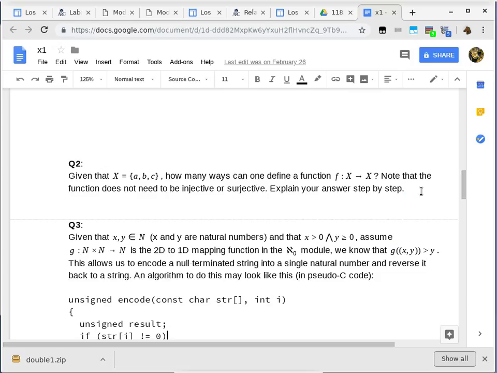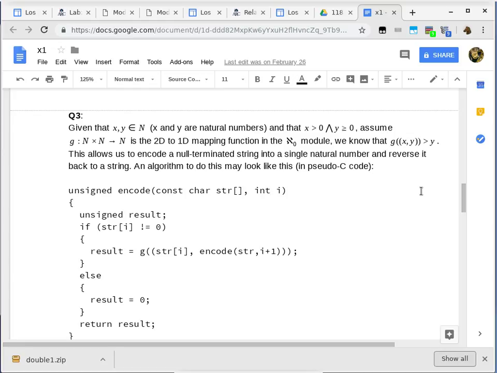And then question number 3 has a little bit of coding here. So given that x, y is an element of N, and in this case, I can't use the funny looking N because of Google Documents. So this N really means natural numbers, and that's why I have to explain that x and y are natural numbers. And we also know x is greater than 0 and y is greater than or equal to 0.